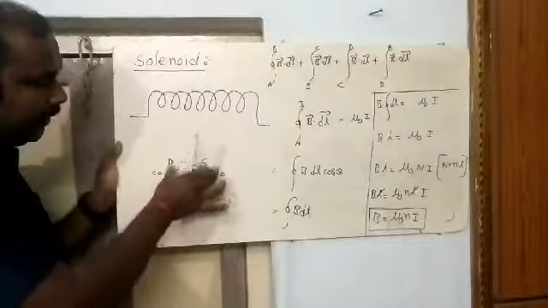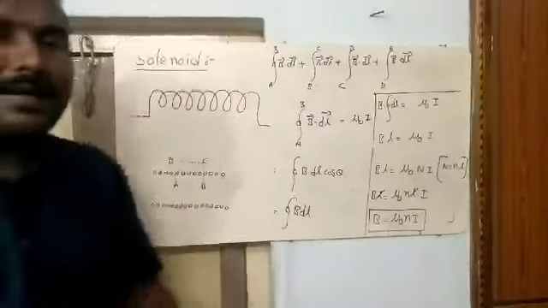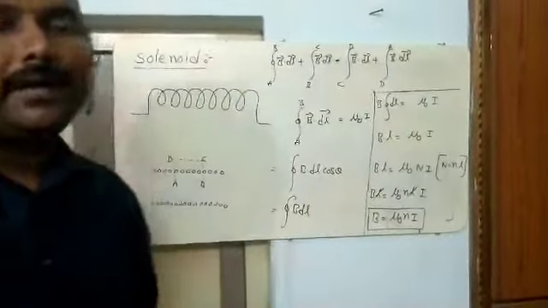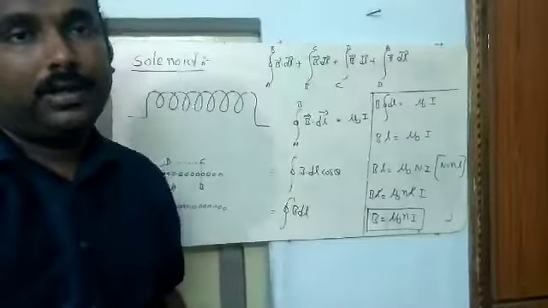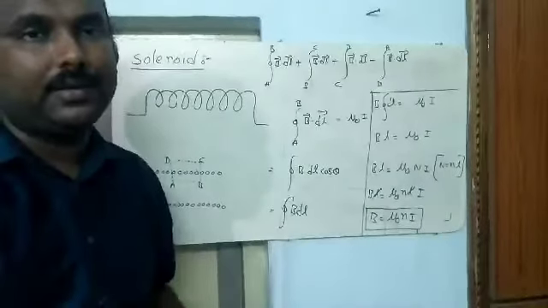Now here I am applying Ampere circuit law. What is Ampere circuit law? The line integral of magnetic field due to any closed path is equal to how many times? Mu naught times the net current passing through the circuit.